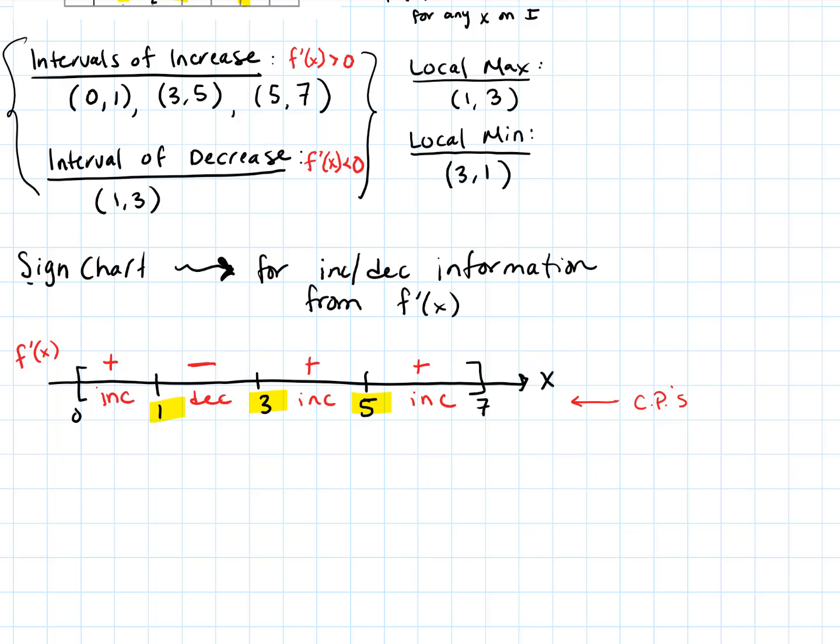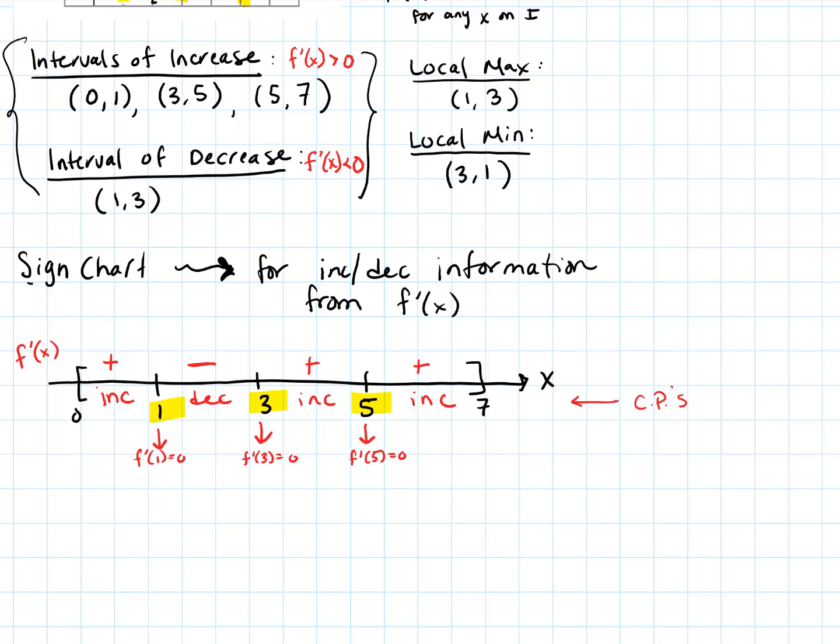Now I also knew that these were critical points. And not only were they critical points, but the derivative was actually equal to 0. So f prime of 1 was equal to 0, which is a horizontal tangent. f prime of 3 was equal to 0. f prime of 5 was equal to 0.